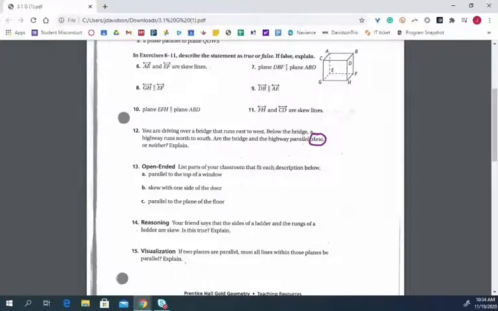Skew. List parts of your classroom that fit each description. Parallel. What's parallel to the top of the window? The ceiling. Yeah, the ceiling. You guys just pick them out. What is skew to one side of the door? I mean, it could be anything.